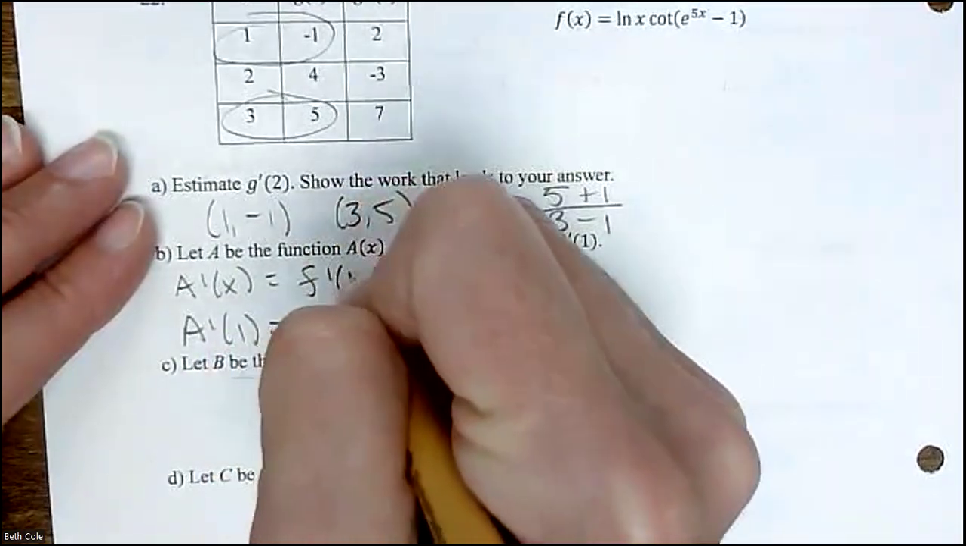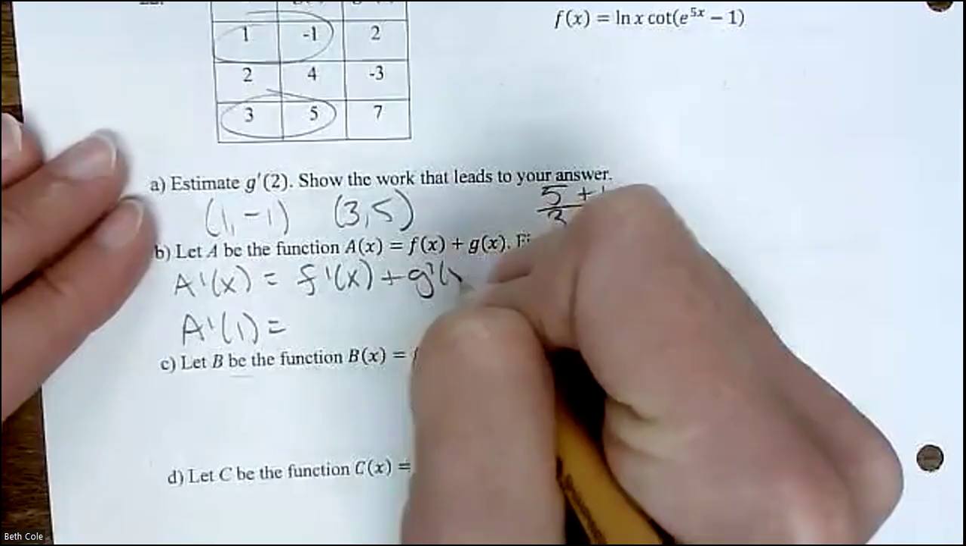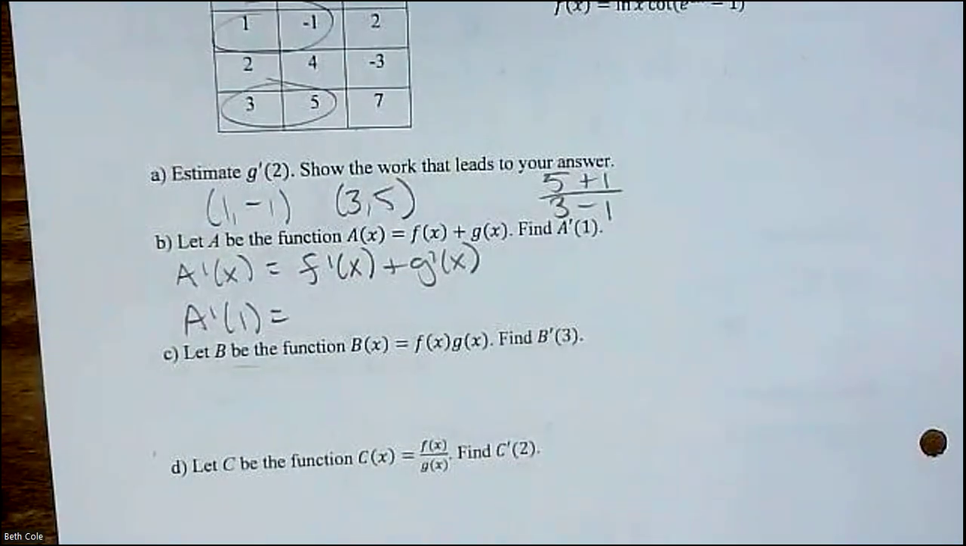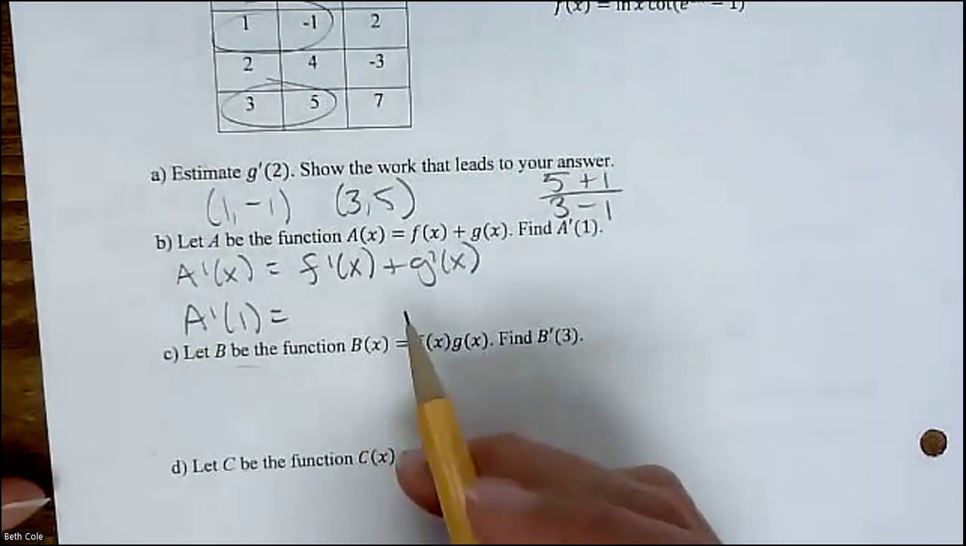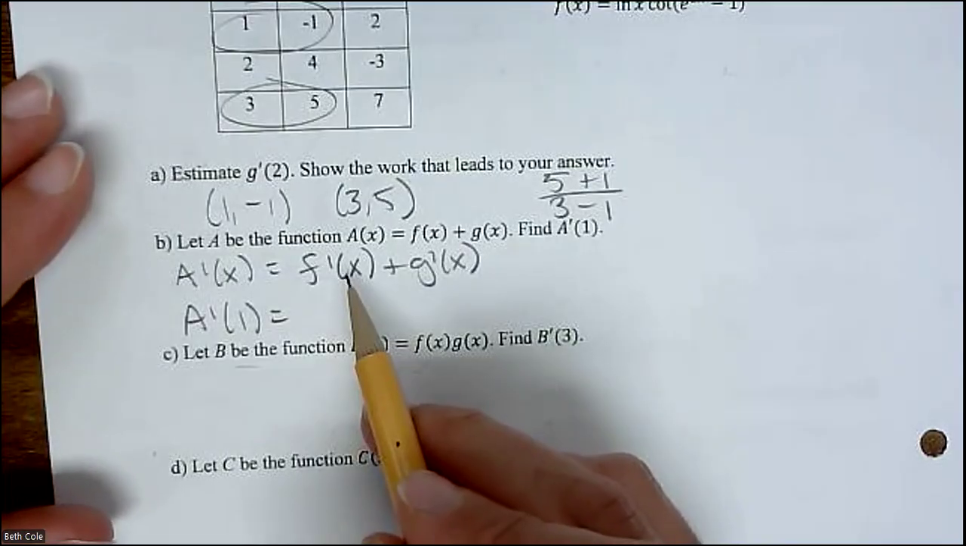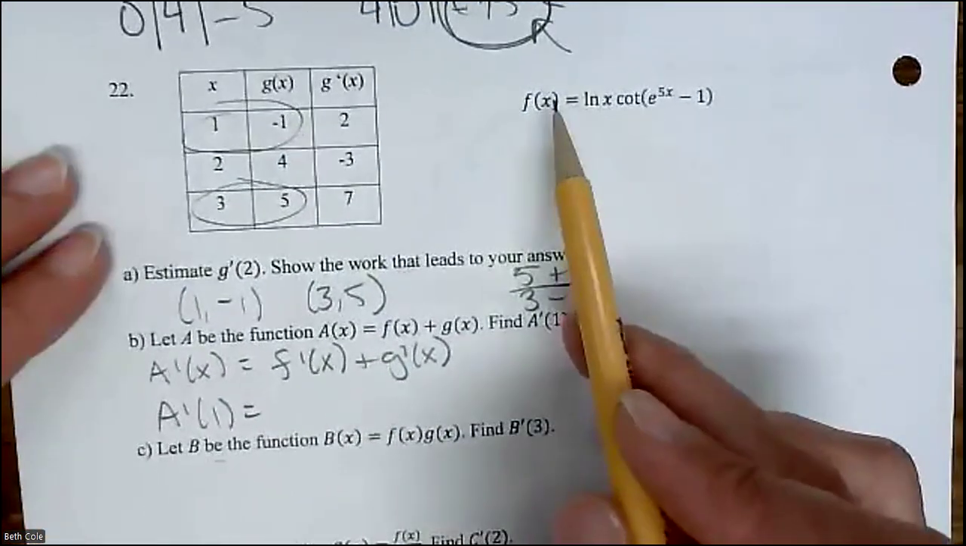F prime of x, good. Plus g prime of x. There wasn't a product rule. There wasn't a quotient rule. There wasn't a chain rule. There wasn't even a function. That's literally, you get a point for that. All right, so now we're going to plug in 1. F prime of 1. Do you see how this is F?